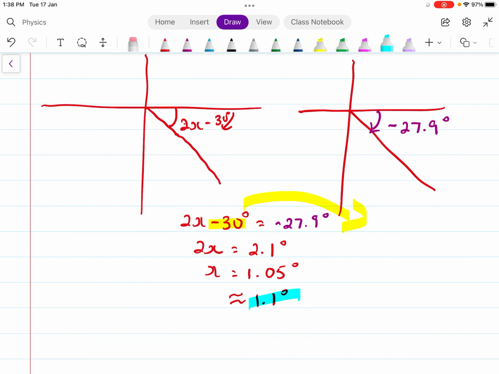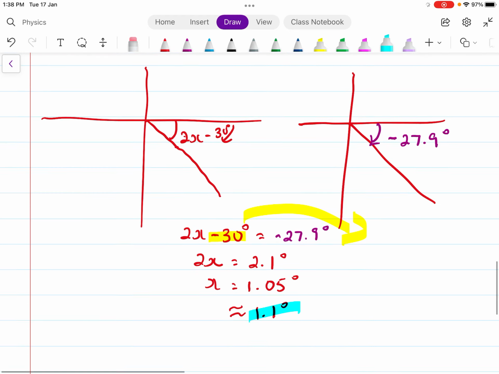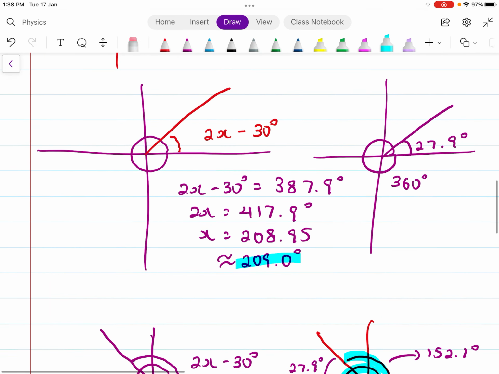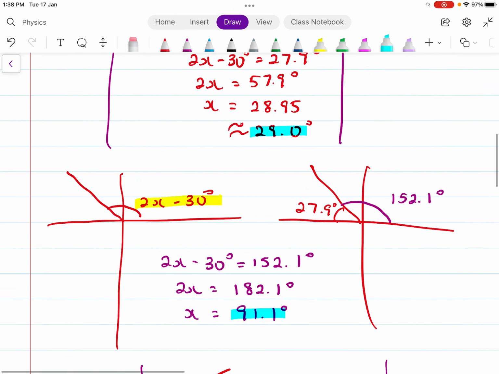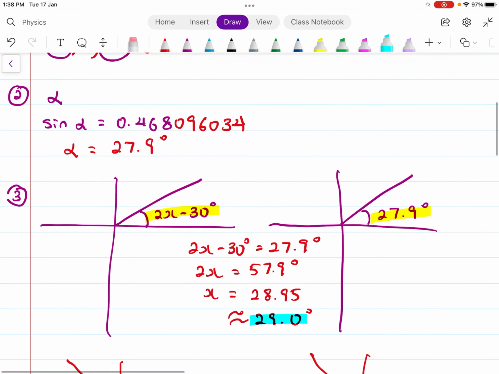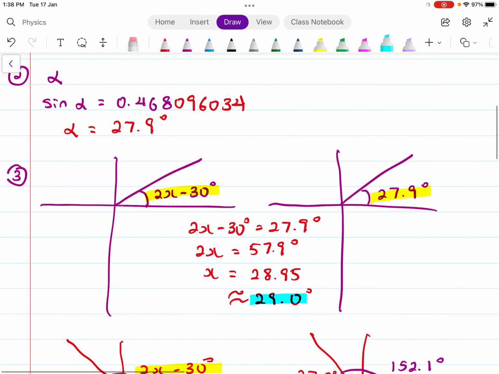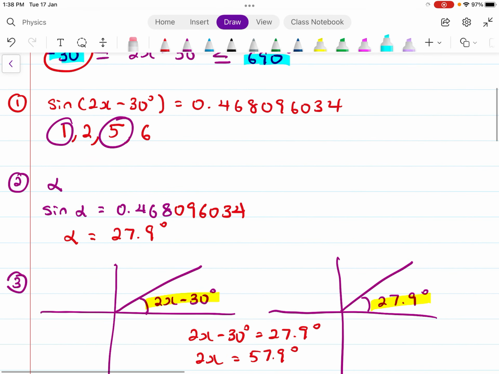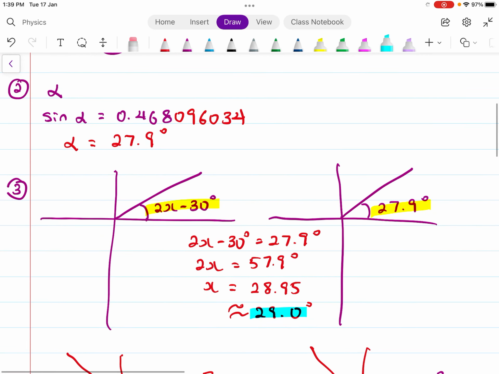Realize one thing: all the x's are between 0 and 360. So 1.1 is within the range, 271 is also within the range, 209 is also within the range, 91.1 is also within the range, and 29 is also within the range. So they are all acceptable. Of course, all the steps you must know. First step, determine the quadrant. Second step, find the basic angle. Then third step, just draw. You should be able to get the answer already. So I hope this clears the question.